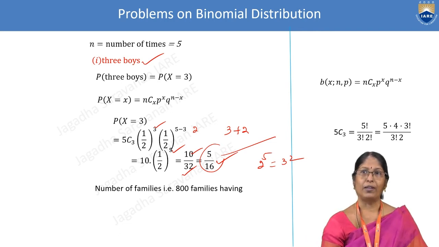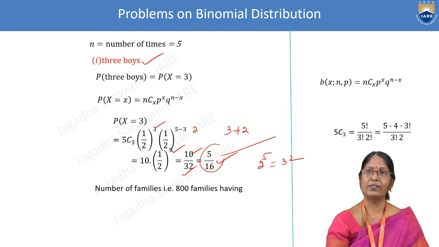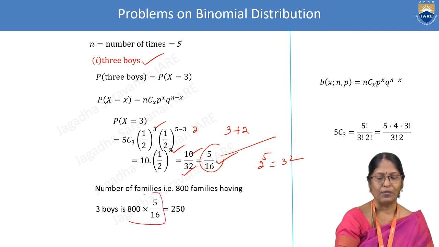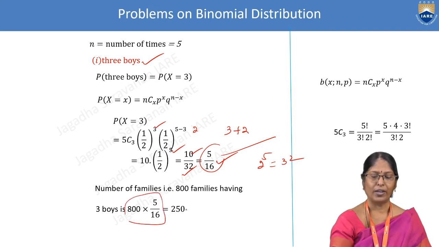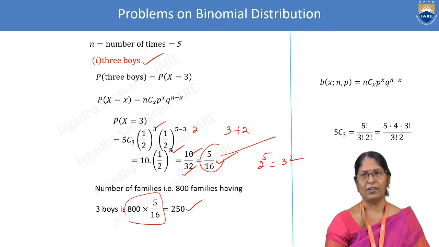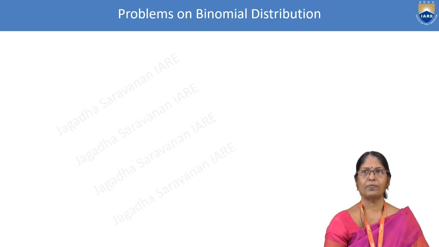Only one family, but in the village, 800 families are there. Then what we have to do? Very simple thing: 5 by 16 into 800. That's what we have done here. We got 250. This is the result we obtained.